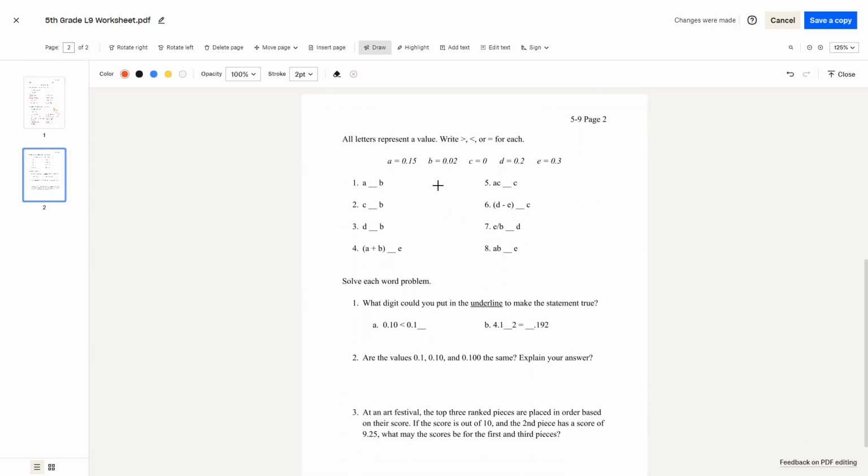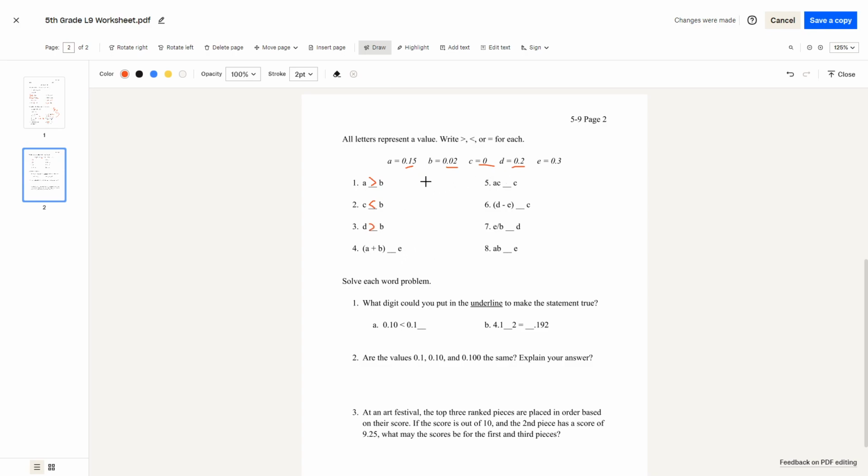All letters represent a value. Write greater than, less than, or equal to for each. So, A is 0.15, B is 0.02. Is A greater than, less than, or equal to B? A is greater. C is 0, B is 0.02, that means C is less than B. D and B, D is 0.2, B is 0.02, D is greater.